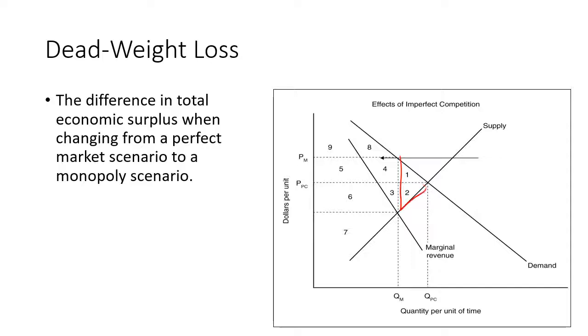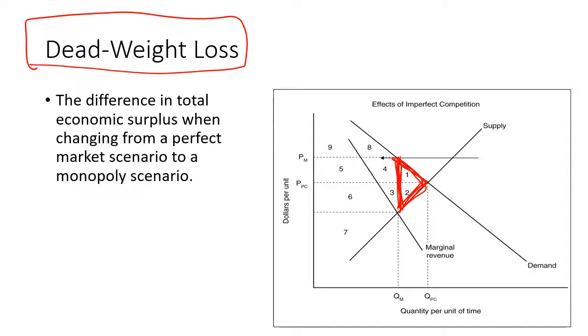That area, the 1 and the 2, that were part of the economic surplus under perfect competition, now they are not in consumer surplus and they're not counted in producer surplus. We refer to that as the deadweight loss. So that's the difference in total economic surplus when changing from a perfect market scenario to a monopoly scenario. So we lost the area of surplus that 1 and 2 are designating here. We call that a deadweight loss to society in terms of market dollars.